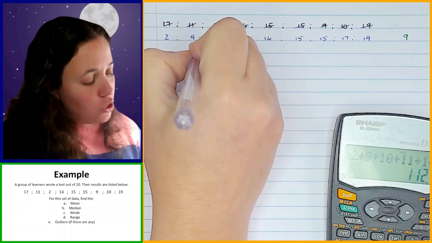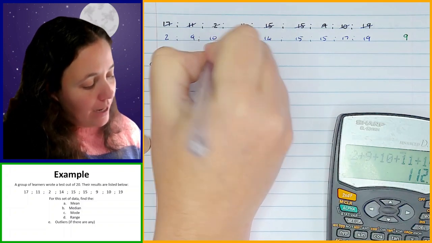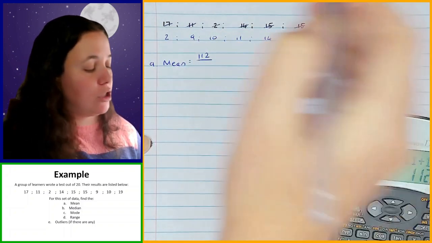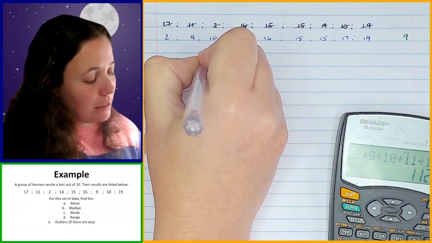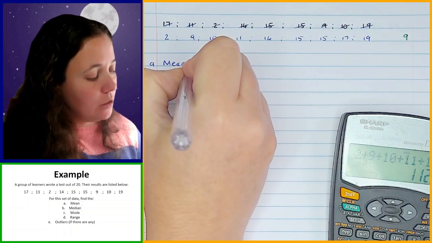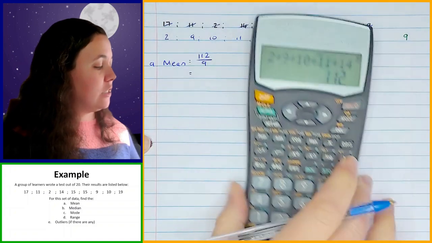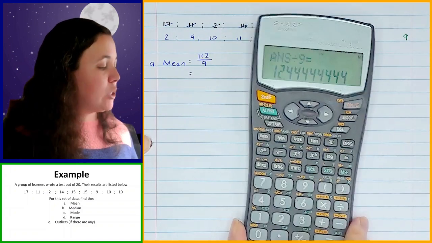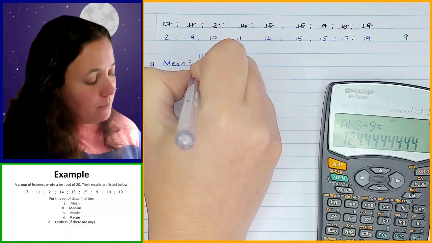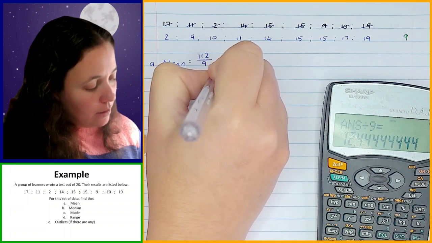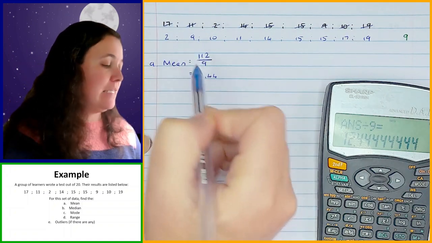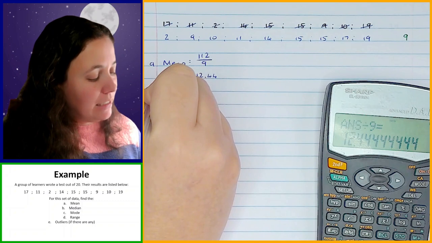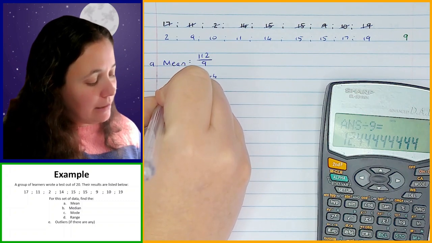So I've got 112 divided by the number of items, which is 6, or 9, sorry, the number of values, which is 9. Okay, and then I work that out. So 112 divided by 9 gives me 12.44. So the mean for this data set is 12.44. The next thing I'm going to do is work out my median.